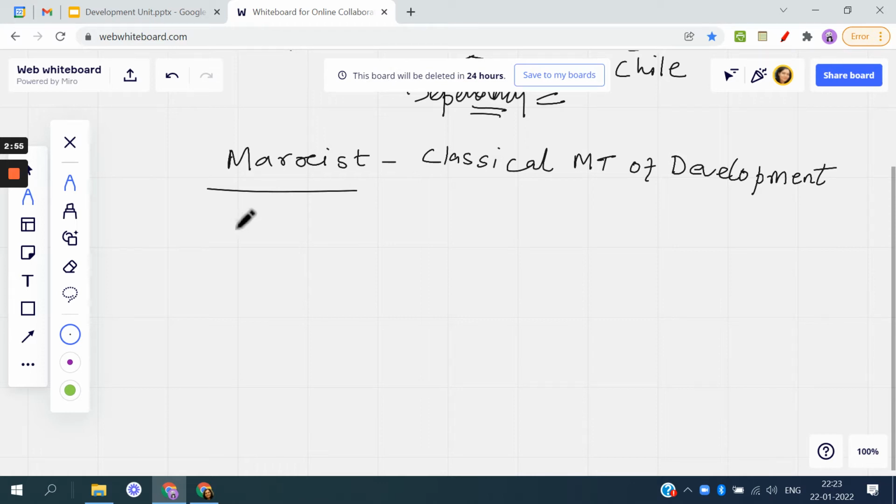So who was Karl Marx? Karl Marx was German, right? And he was from a poor family. He wrote the book Das Kapital. Okay, and along with Engels, he gave the theory of Marxism, right? Communism, which is falling under communism, Marxism.